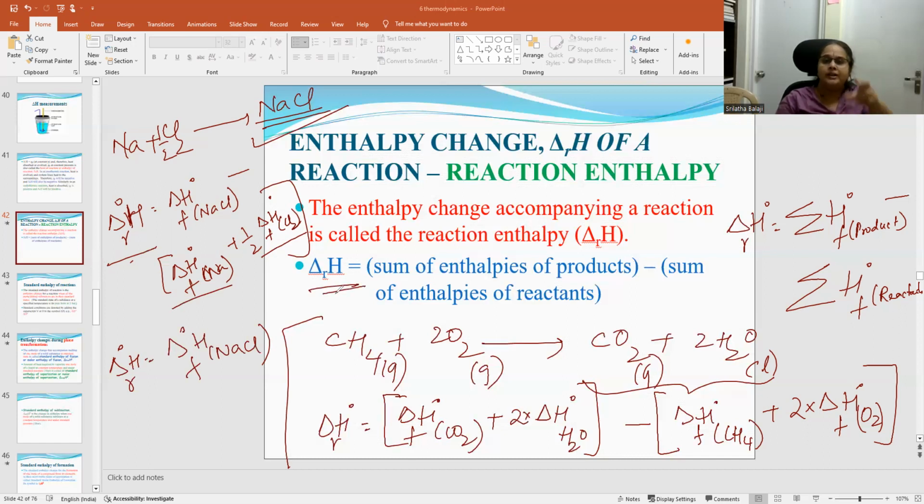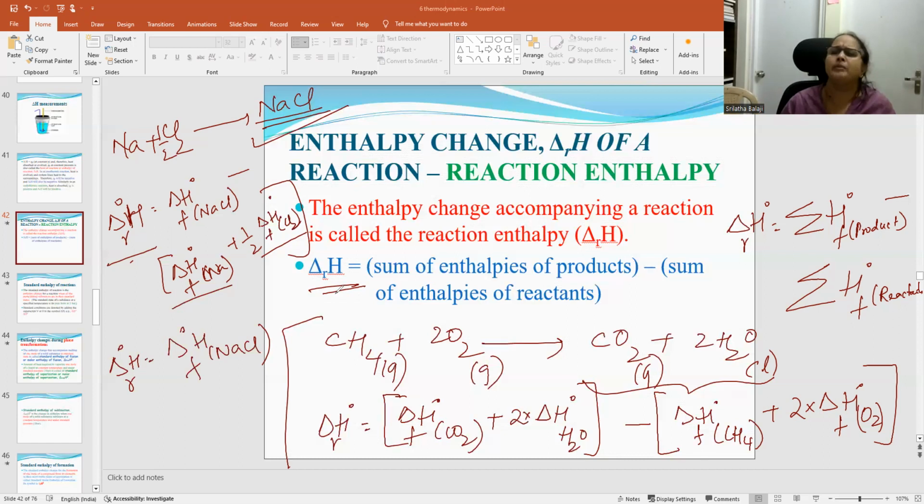So the change in enthalpy, whatever calorimetric measure you get, that will be a delta H, which will be nothing but equal to the enthalpy of formation of NaCl. Understand? So this is how the enthalpies are calculated. And for delta U, I will tell you later. You also can learn it.